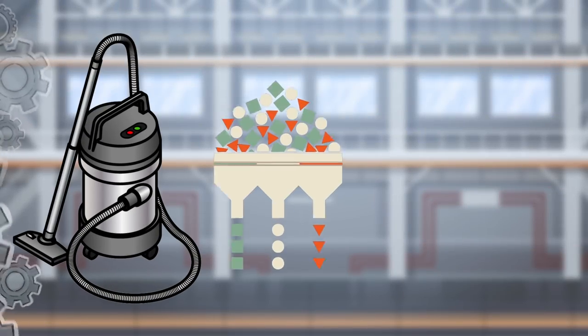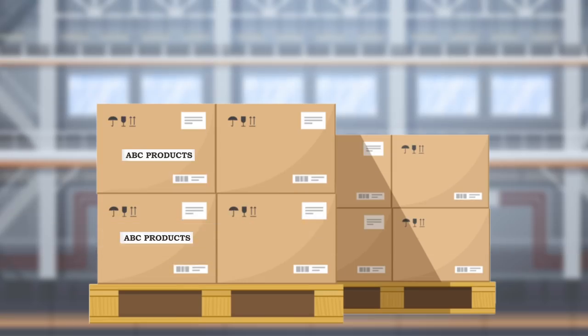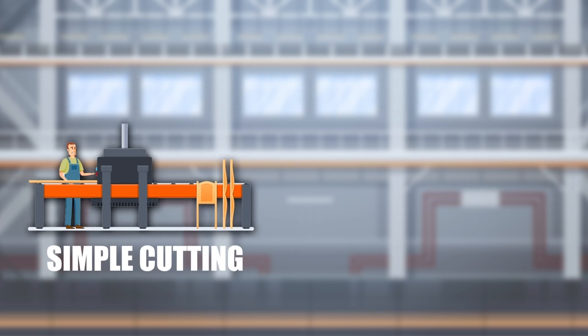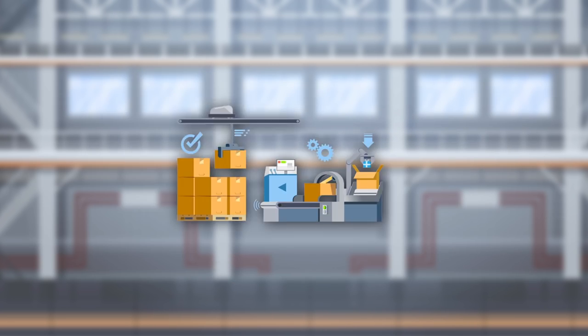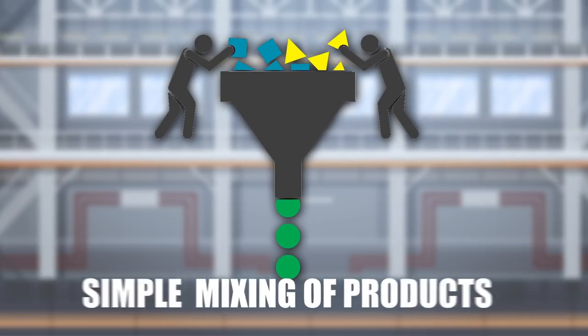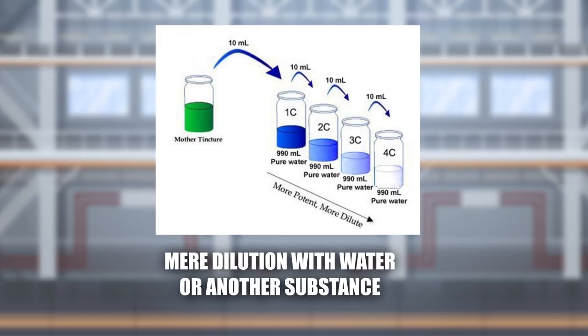Operations like removal of dust, sifting, sorting, matching, washing, painting. Changes of packing and breaking up and assembly of consignments. Simple cutting, slicing and repacking. Effacing of marks, labels. Simple mixing of products. Simple assembly or dissembly. Mere dilution with water or another substance. You may go through Para 2.108 of the Handbook of Procedures for more details.